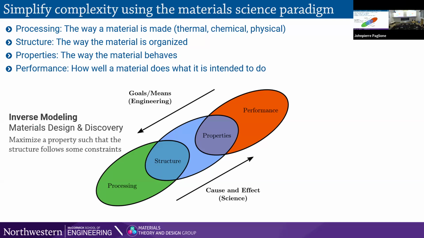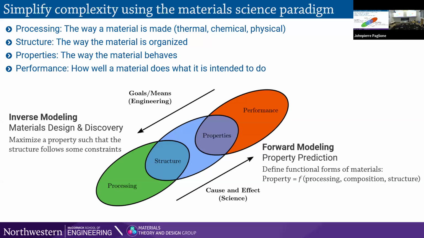So for the inverse modeling, we're thinking about mostly materials design and discovery. And the idea would be to maximize a property such that the structure follows some constraints. That would be the inverse modeling approach. And the forward modeling is the property prediction. So we're going to try to describe some way in which the property that we observe or compute is going to be a function of, or a functional of, some sets of constraints, conditions like that.